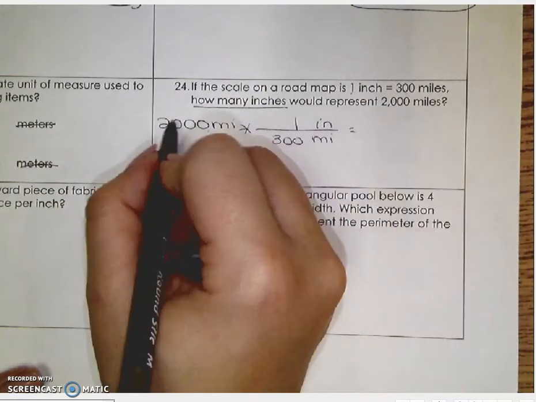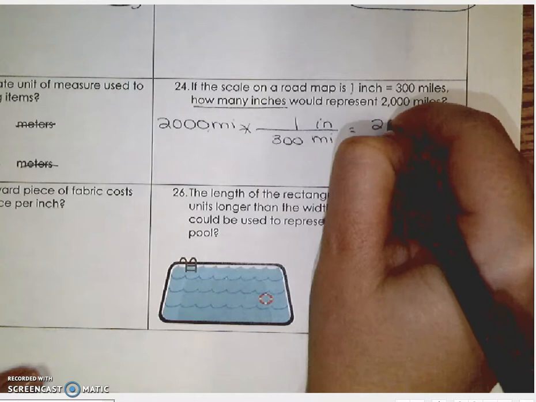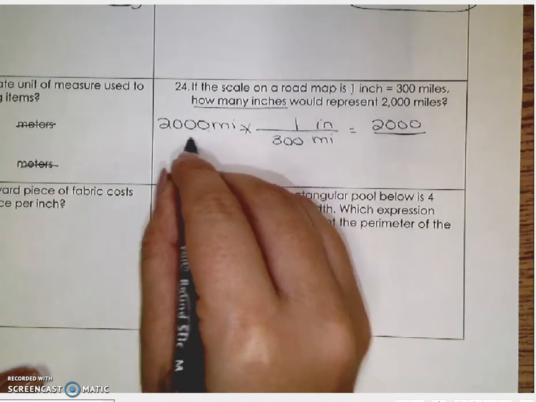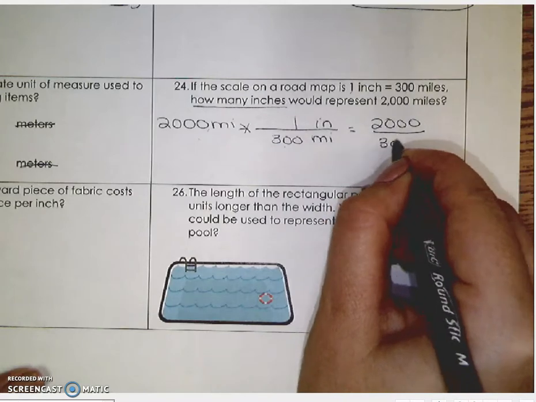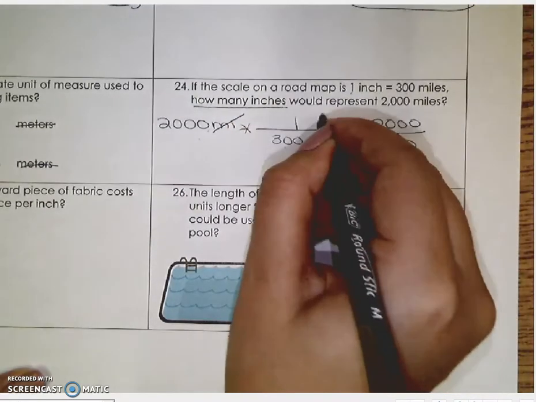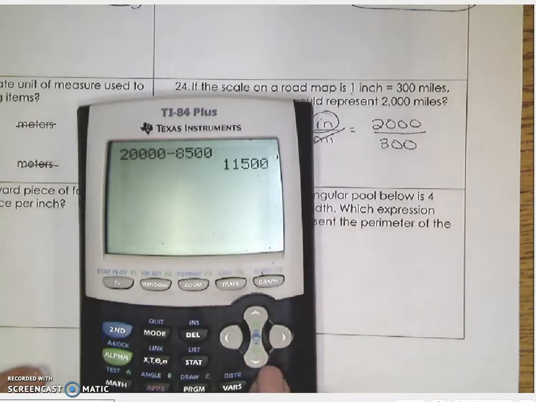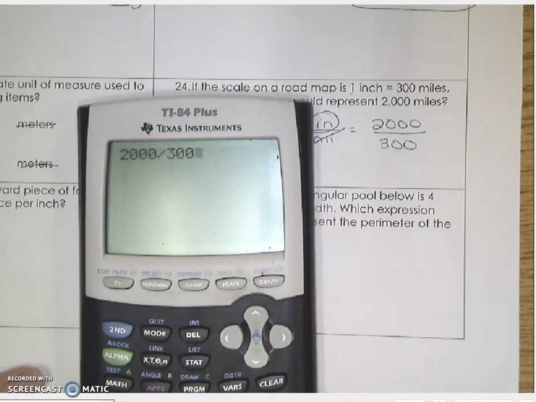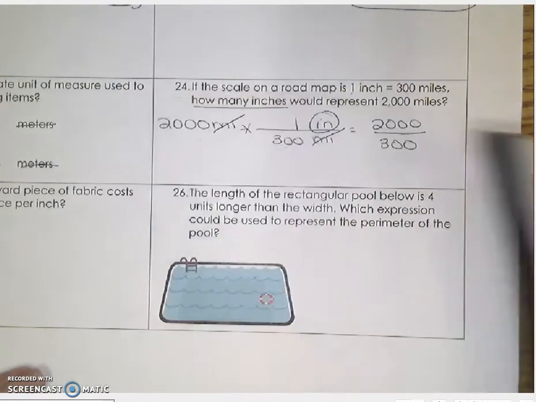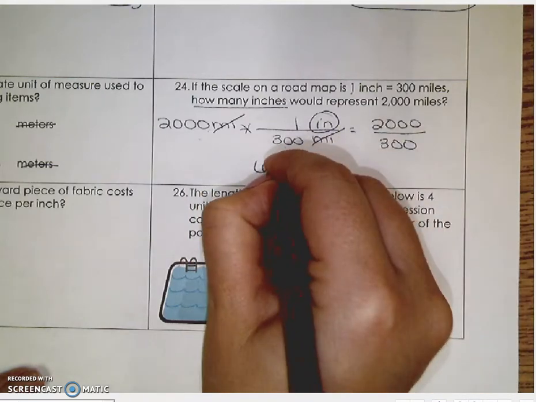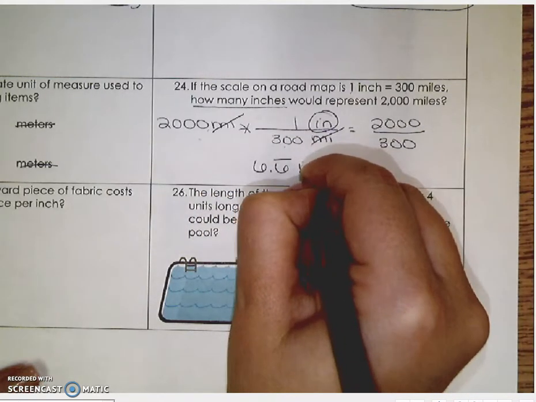Multiply straight across the top: 2,000 times 1 is 2,000. 300 times this invisible 1 here is 300. Miles cancel out, so I'm left in inches. My last step is to divide. 2,000 divided by 300, I get 6.66666, so I'm going to say 6.6 repeating inches.